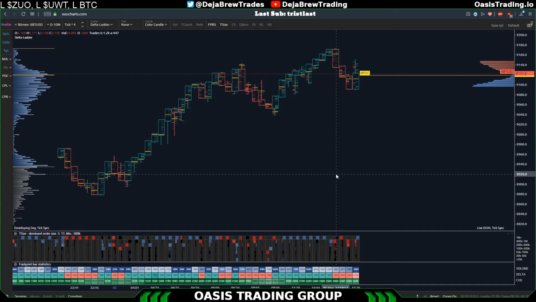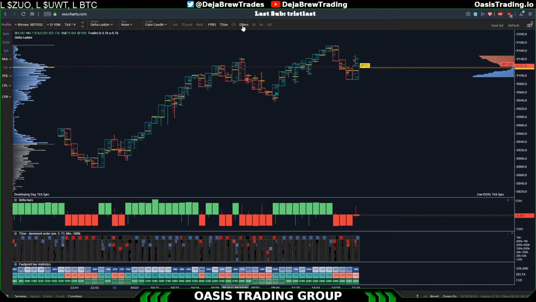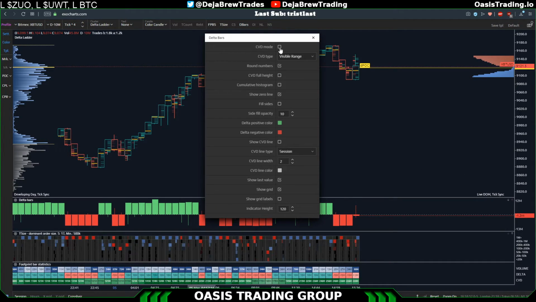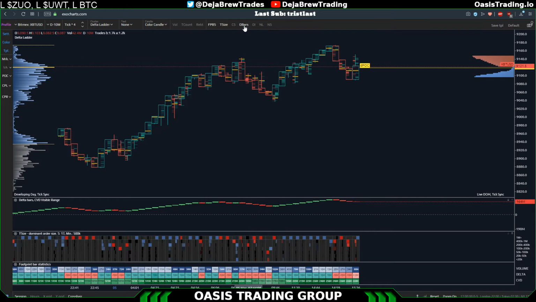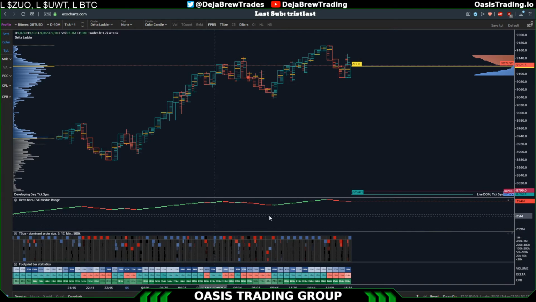Angus asked, back when I used to use the CVD, it was represented as a line on the chart. Do they have that on EXOCharts? They do, yeah. So it is, let me see, it's one of these. Is it T count? It is on here somewhere. I'm not sure exactly because I don't use it. CVD mode, here it is. So you click on delta bars and then you go to CVD mode. And then it pulls it up here.